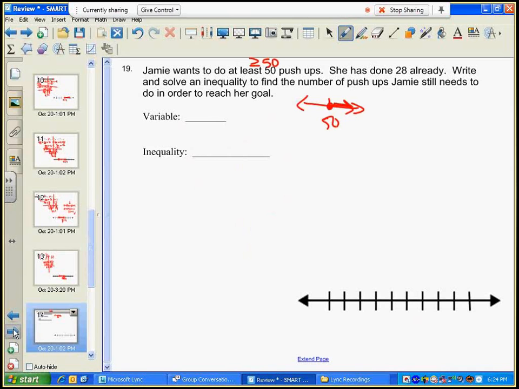She's done 28 already. So I'm starting with 28. Write and solve an inequality to find the number of push-ups she needs to do. So let's call it, what do you guys want to call it? P. That's going to be my number of push-ups that she still needs to do. So I know she's done 28, and then she's going to do some more. So I'm going to add that to 28, and that's going to have to give me greater than or equal to 50.